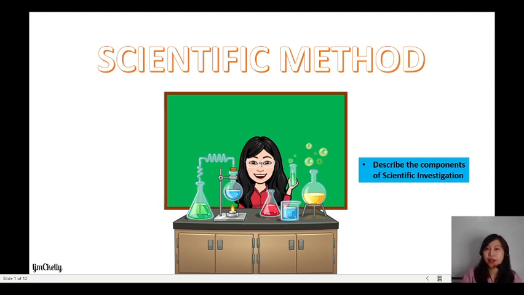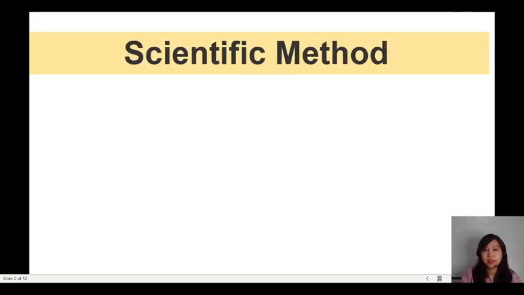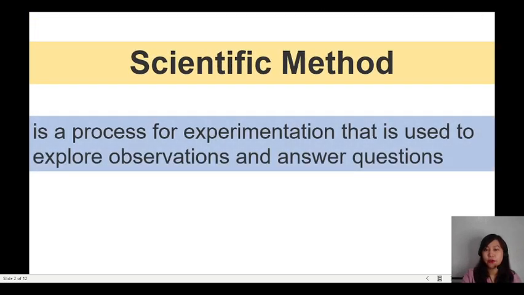Have you ever wondered how construction workers build a house? They actually have plans. They also follow step-by-step procedures in doing that. In science, the scientific method is a process for experimentation that is used to explore observations and answer questions. It is a step-by-step procedure in solving many problems, especially in science and research.